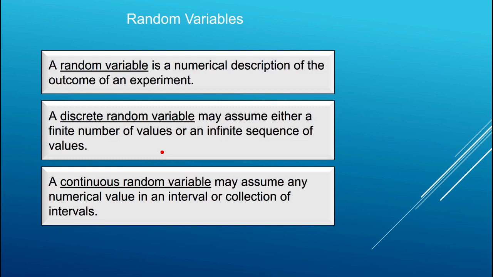For a continuous random variable, we can think of things like age, if we measure age perhaps to the nearest day, or we could think about a continuous random variable such as height or weight. Height, weight, age, those types of factors can take on any value within an interval.